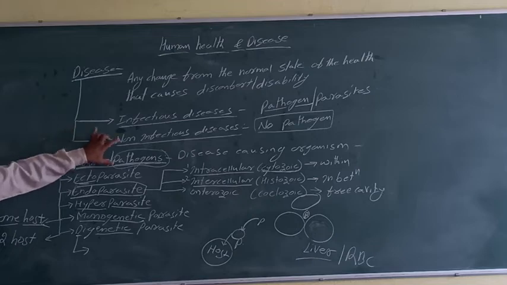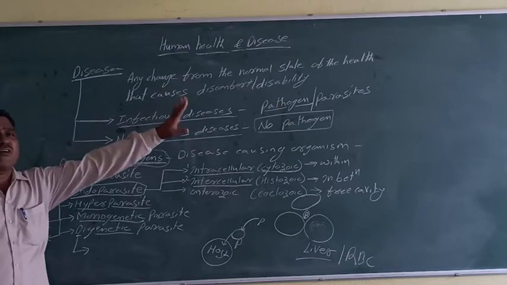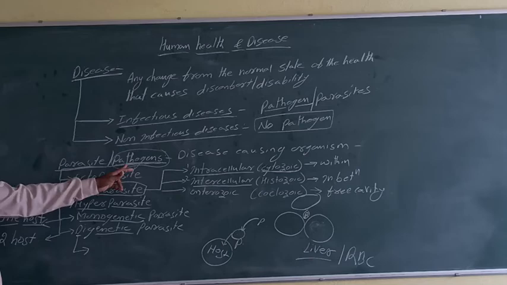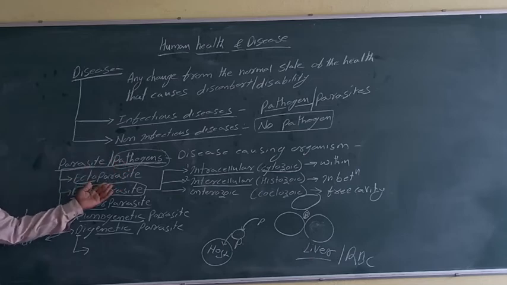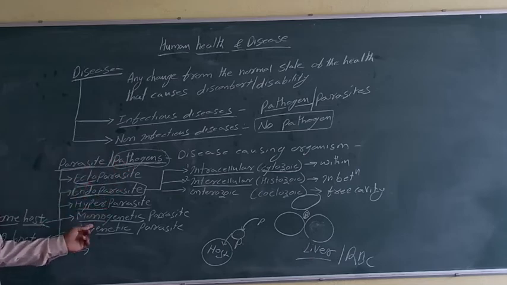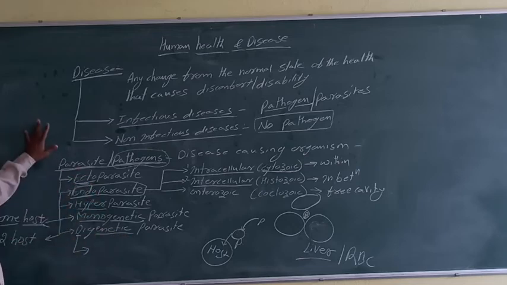So parasites are pathogens, disease-causing organisms, and these pathogens may be ecto, endo, hyper, monogenetic, or digenetic parasites. Is it clear?